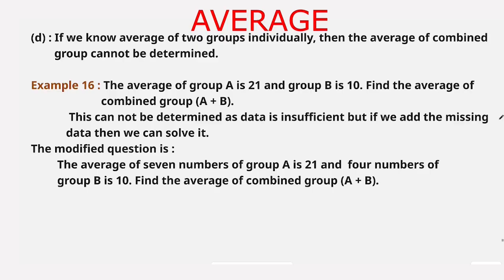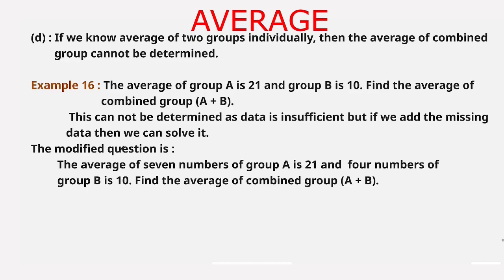But if we add the missing data, then we can solve it. Here, the average of group A is given, which is 21, and also the average of group B is given, which is 10. But this average is for how many observations, we don't know in A or B. The number of observations of A and of B is not given. So we cannot find the combined average of group A and B.